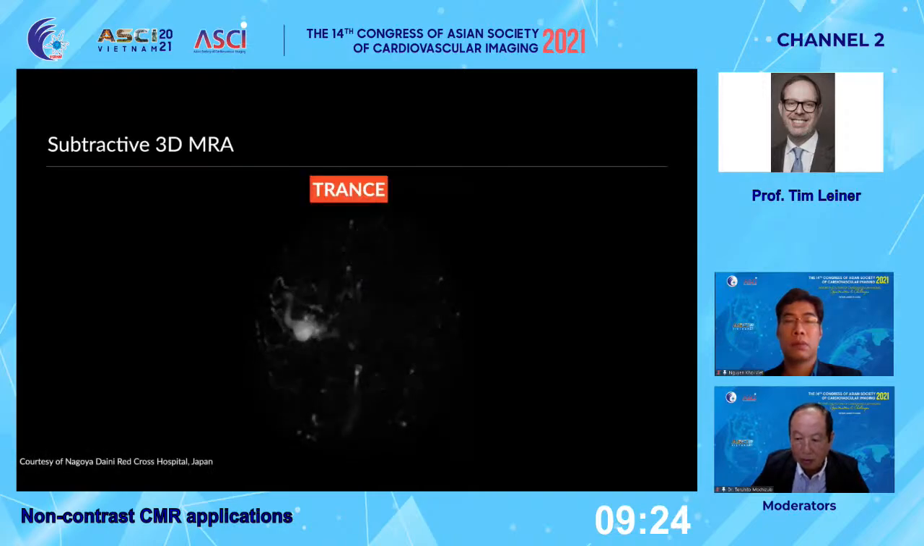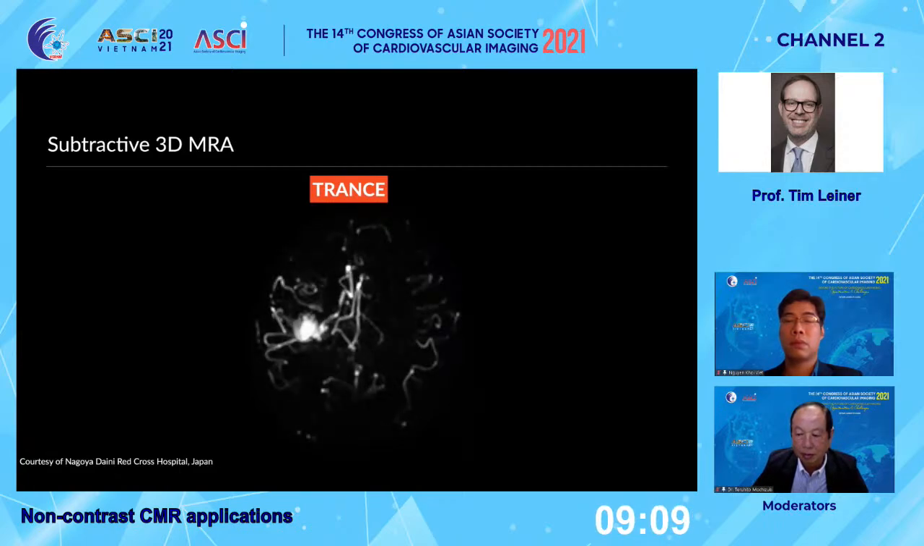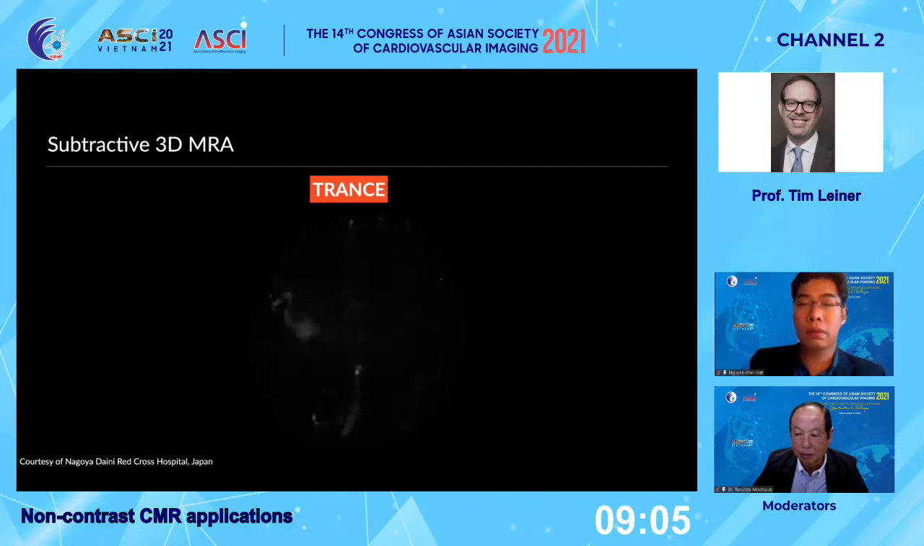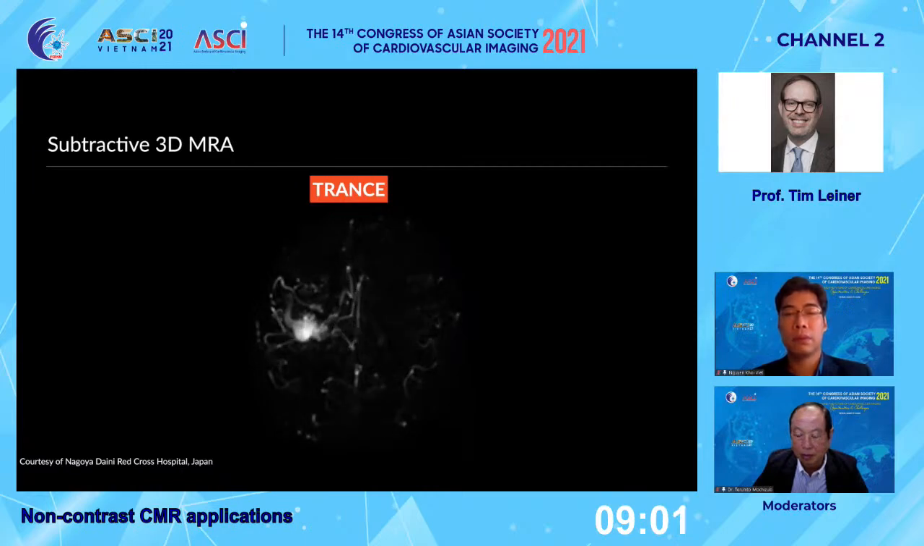So here are some examples. This is an arteriovenous malformation in the brain, and you can nicely evaluate the feeding arteries and the draining veins when looking at this transverse image. This is the Philips term for subtractive 3D MRA non-contrast. So this is courtesy of Nagoya Daini Red Cross Hospital in Japan.